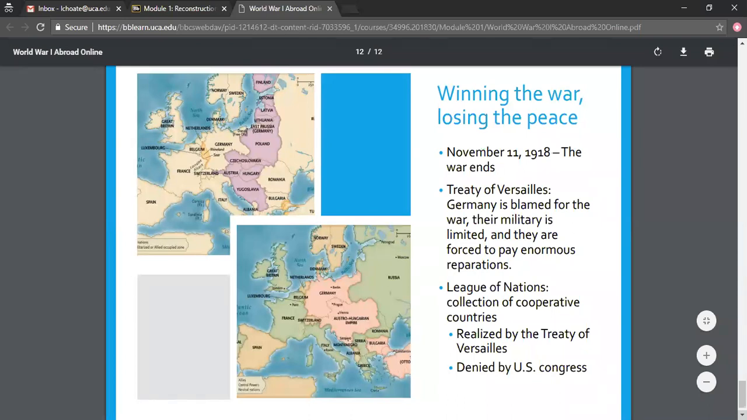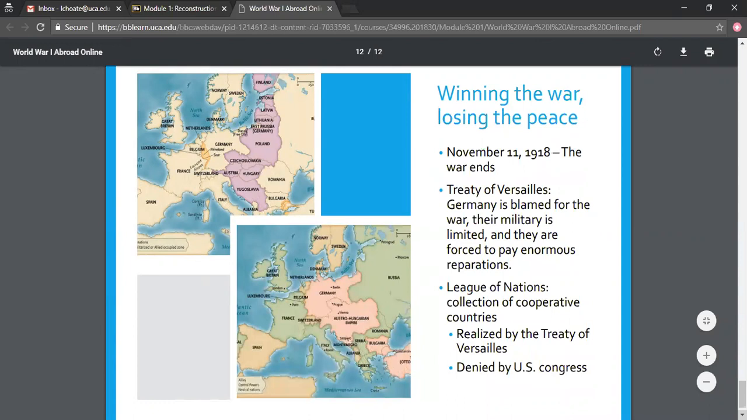The second thing that I want you to remember is that it creates the League of Nations, which is a collection of cooperative countries. This is what Woodrow Wilson has been asking for this whole time. It's what he wants. It's more important than anything else. And he's so excited to establish this League of Nations with the Treaty of Versailles.